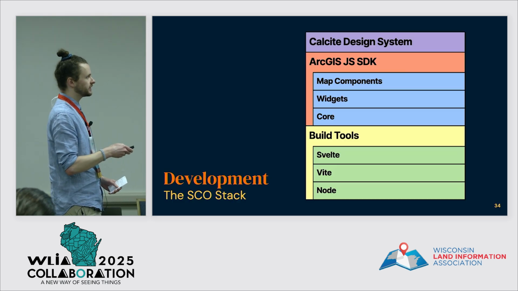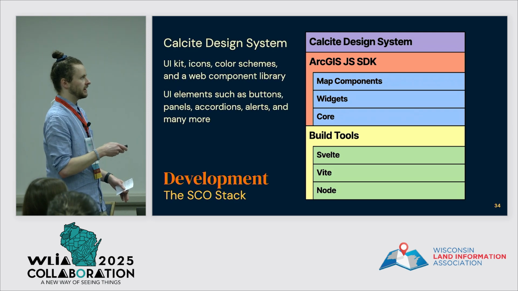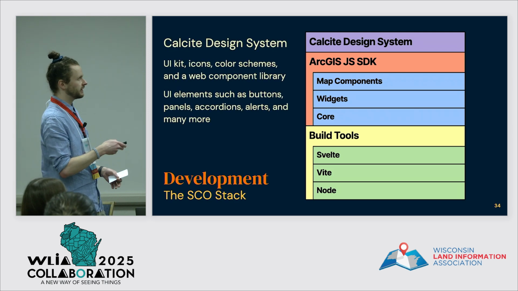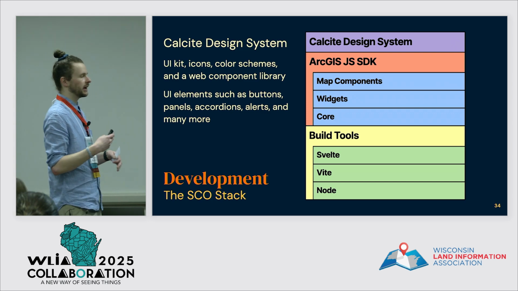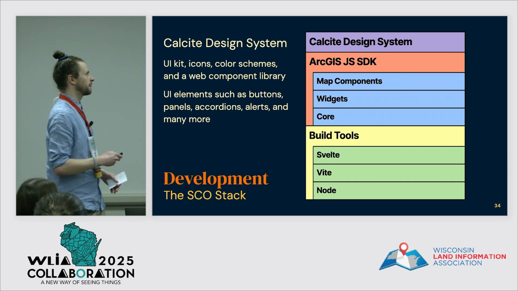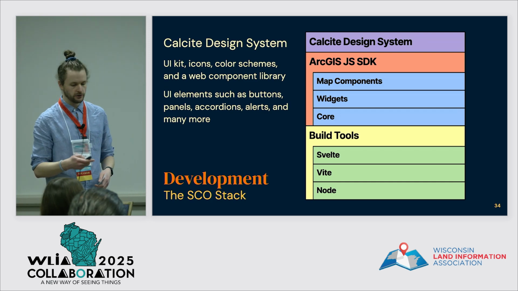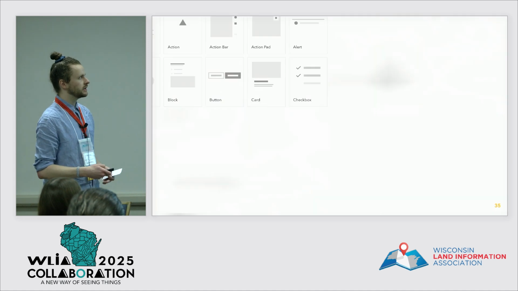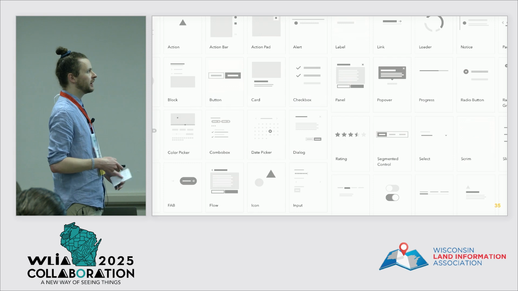Last piece, Calcite Design System. So we have a way to build it. We have how to make the functionality. How do we want to make it look? The Calcite Design System is a UI kit with icons, color schemes, but more importantly, components. So the components could be buttons or panels, accordion, alerts, all these types of things. And again, if you think they don't have what you need, chances are they do.